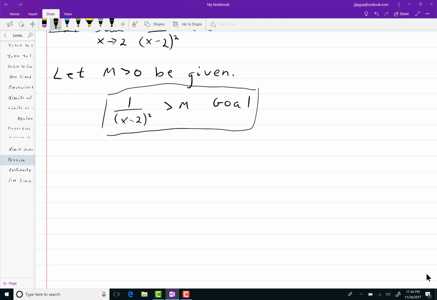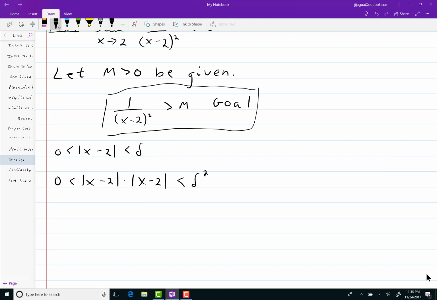Remember, when we're talking about delta, in this case, we'll be talking about 0 less than the absolute value of x minus 2 is less than delta. Now I notice that I have a 1 over (x minus 2) squared. So the first thing I'm going to try to get here is an (x minus 2) squared. If I multiply the inequality by the absolute value of x minus 2 times the absolute value of x minus 2, that would have to be less than delta squared.